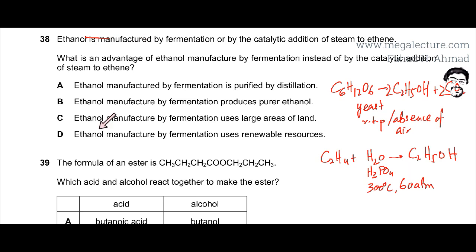The last one is that ethanol manufactured by fermentation uses renewable sources. This statement is definitely correct, because if you're making ethanol from glucose, glucose can be obtained from different fruits and different plants, and you can grow glucose. So it's a renewable source. You can always grow plants. So this is going to be a renewable resource. That's correct. The other method is non-renewable, because you get ethene from crude oil, of which you only have a limited supply.